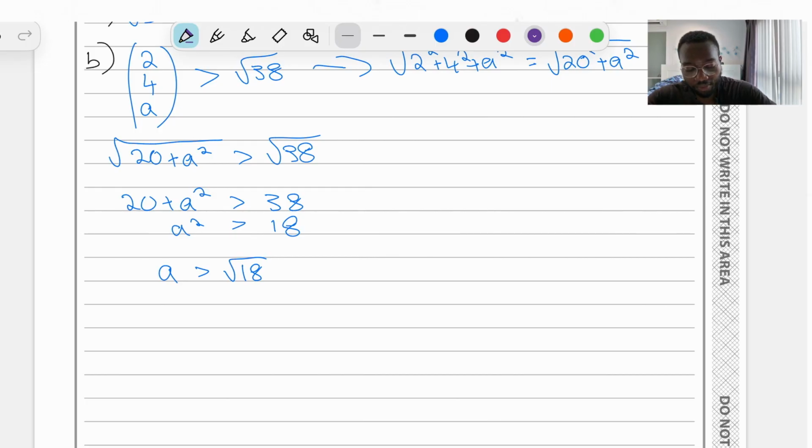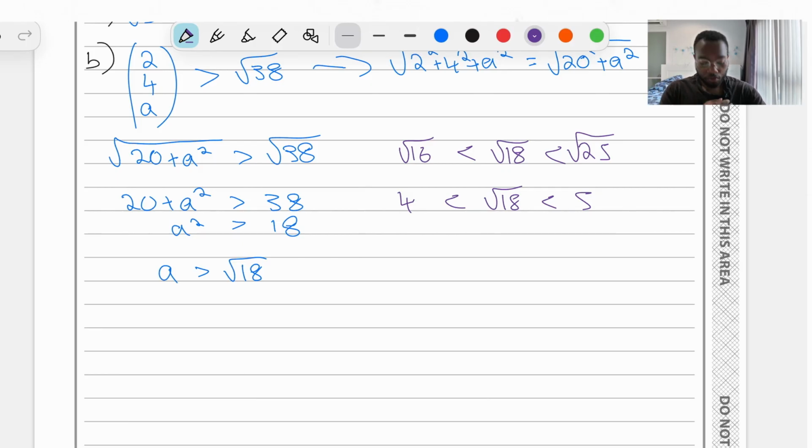So what does that mean? The square root of 16 is less than the square root of 18, which is less than the square root of 25. We know that 4 is less than the square root of 18, and that's less than 5. So the square root of 18 is between 4 and 5.